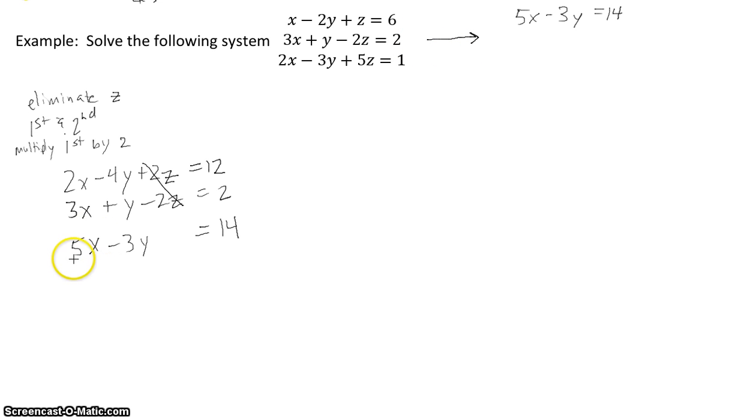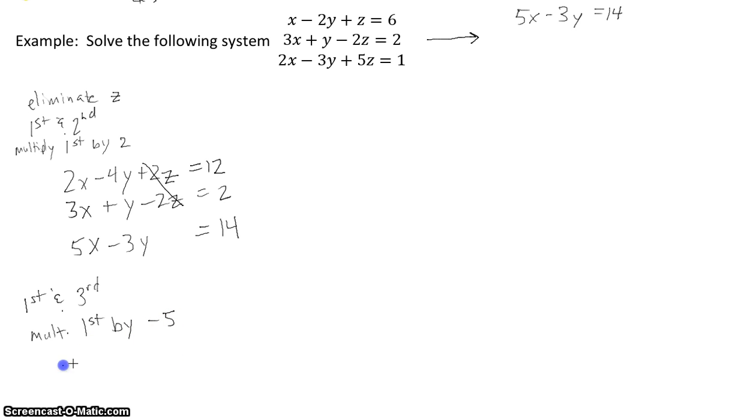But I need to do something again so that I get another equation in the system. So I'm going to take the first and the third. What I need to do now is take a look at the first and the third and eliminate z and do the exact same thing again. So I'm going to multiply the first by a negative 5.